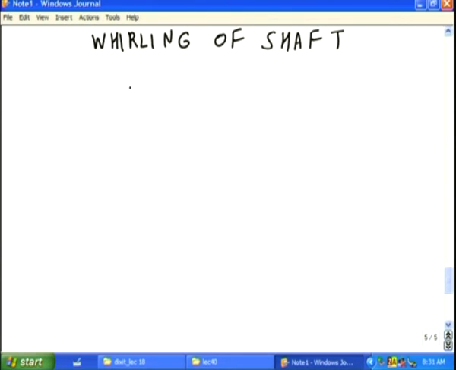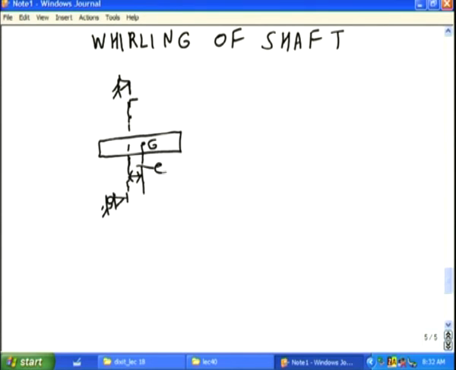Now this shaft, assume that you have supported a shaft between two simply supported bearings, and the shaft is rotating, and there is a centrally mounted rotor. However, its CG does not pass through the axis of rotation. Instead, CG is at a distance of e. e is the eccentricity of the rotor.